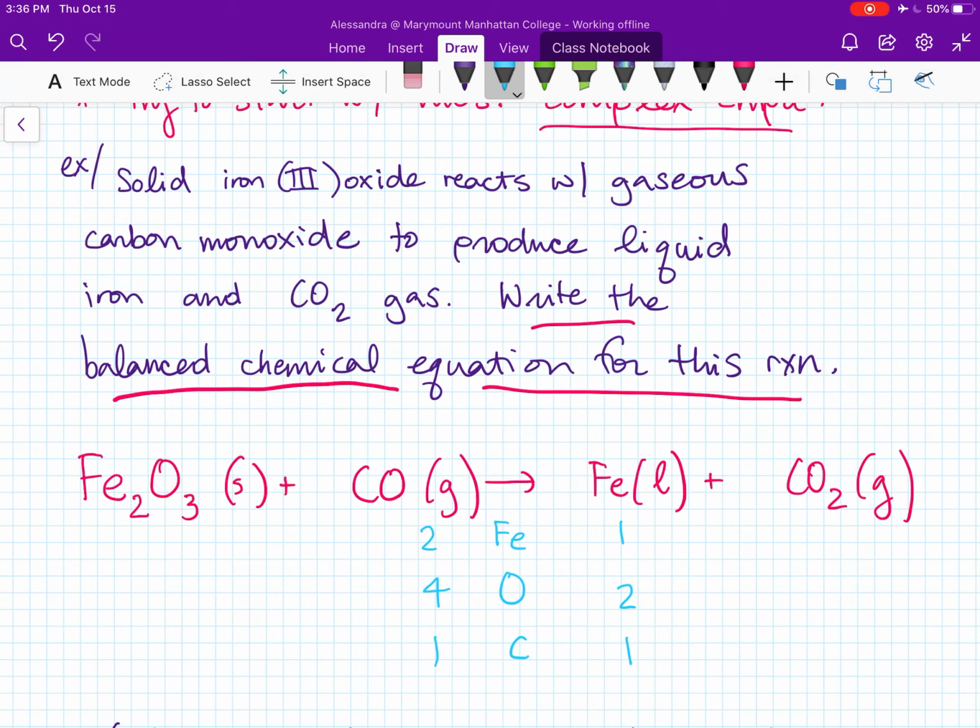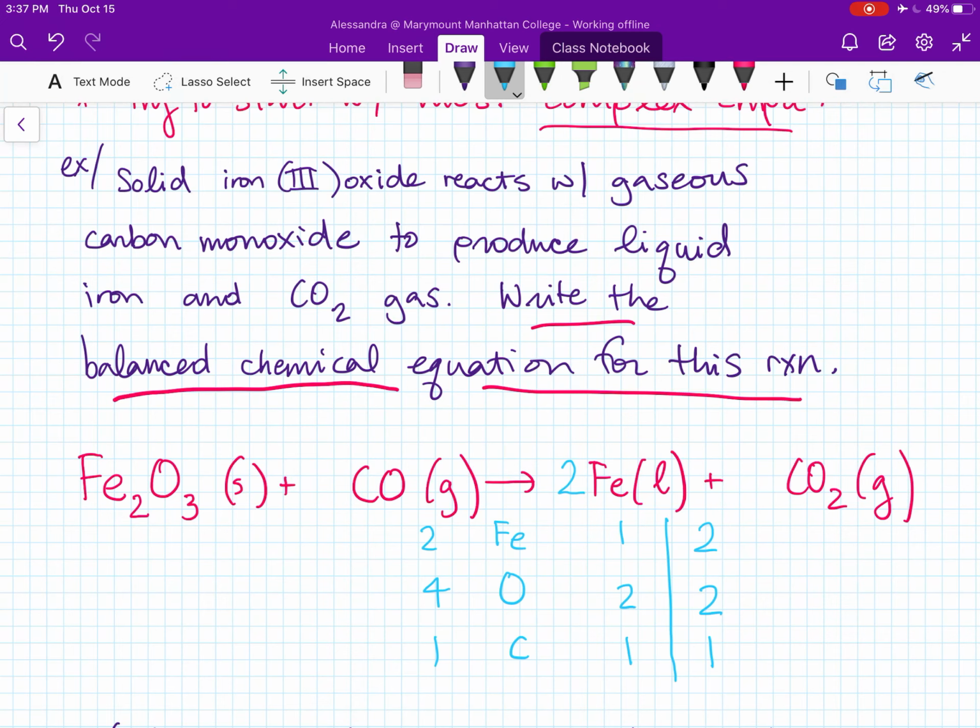So the easiest thing to do is to look at the most complicated molecule, which is Fe2O3. Not a molecule so much as a compound. Fe2O3 has 2 irons and 3 oxygens. Well, the oxygens are kind of all over the place, but if I place a 2 here on the right side, at least I'm bringing those irons into balance. So now the only thing out of balance is going to be my oxygen. So I need to figure out how to reconcile that oxygen problem. On the left side, I have 4 oxygens. On the right side, I have 2 oxygens.